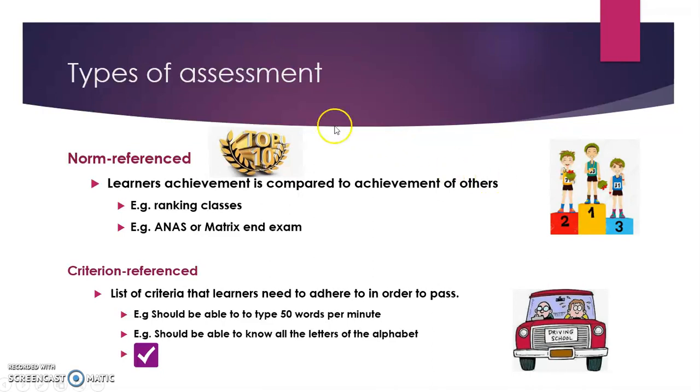A good example of this is the ANAS or the matric exam, or any exam you write in school for that matter. It usually tells you a percentage, and it is always measured against the class or the group percentage, and it just tells us how this person is doing in relation to other people the same age or the same grade. They always use norm referencing mostly when you look at small early childhood development.